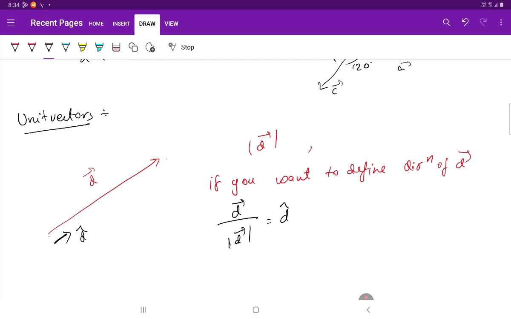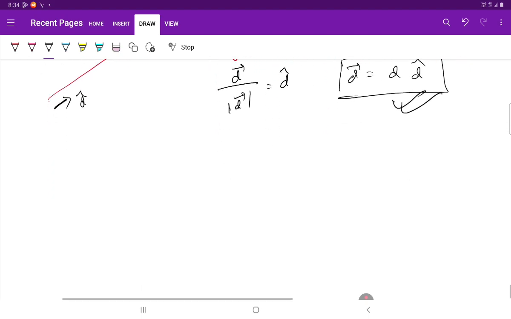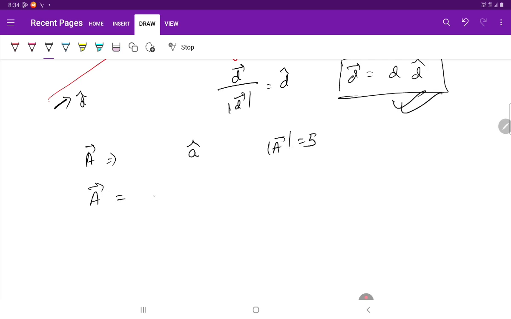Okay, hope it's clear to you. And unit vectors are basically, you can write this D vector as D, where D is the magnitude, into D cap. So this is the D vector. Well, if you want to write any vector in terms of this, suppose you have A vector, and A vector points towards the A cap direction, and the magnitude of A vector is equal to 5. Then we can write A vector is equal to 5 A cap. But A cap is the unit vector along the A vector.